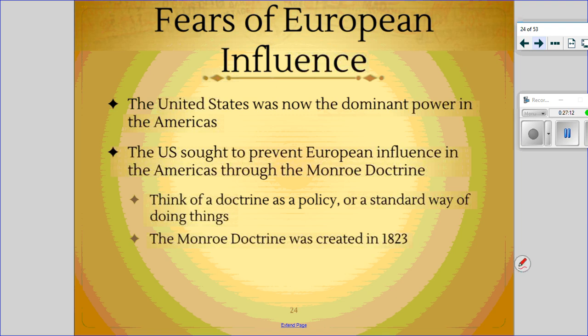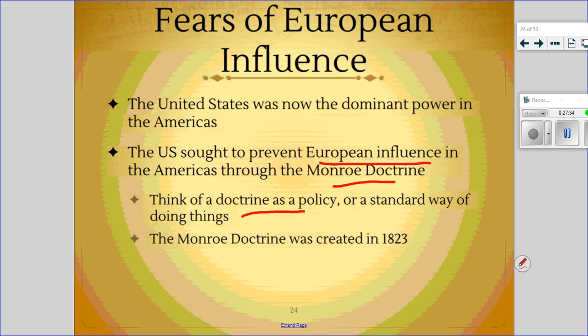And we don't want European influence in the Americas. We want to be the big guy on the block. We don't want Europe messing around in South America, Latin America, and the Caribbean. We want them out. All right, and so this is where we come up with the Monroe Doctrine, which is our foreign policy toward Europe.